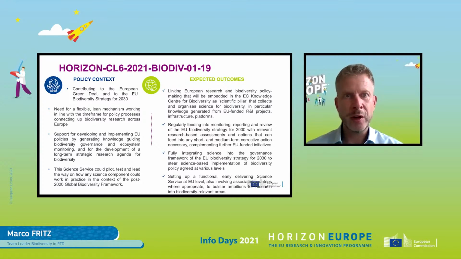It should regularly feed into monitoring, report, and review of the EU Biodiversity Strategy for 2030 with relevant research-based assessments and options that can feed into any short and medium-term corrective action if necessary, complementing further EU-funded initiatives. It should fully integrate science into the governance framework of the EU Biodiversity Strategy for 2030 to steer science-based implementation of biodiversity policy, which is agreed at various levels.